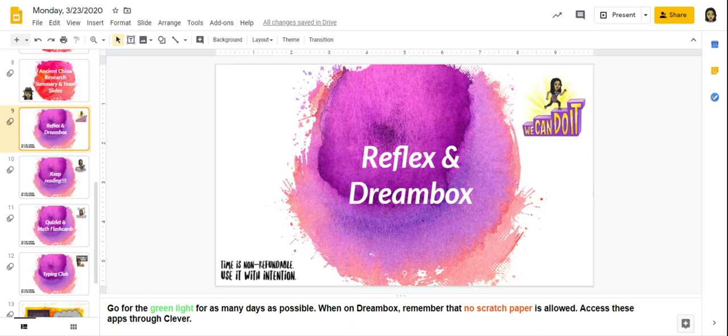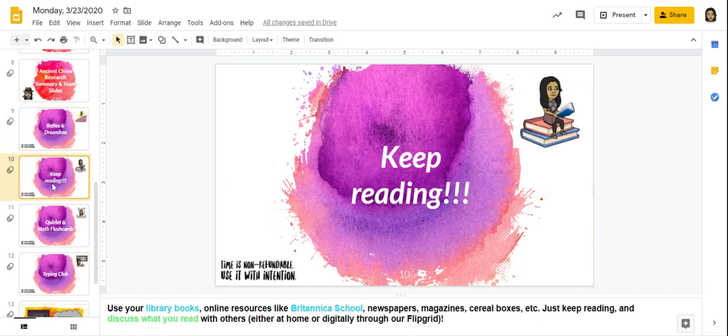Dreambox is also an option. Remember, though, with Dreambox, they do not want you to use scratch paper. They want it to be a lot of mental math. I know some of the problems might seem challenging, but that's part of the point of Dreambox. They want to see what you can do mathematically in your brain and not on paper. And remember, you can access those through Clever.